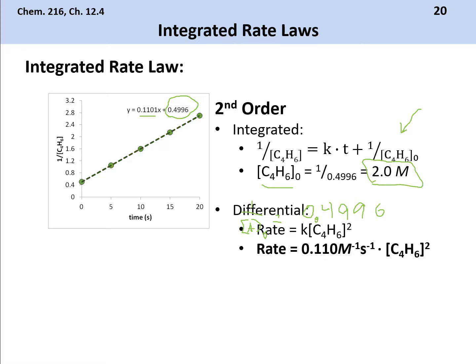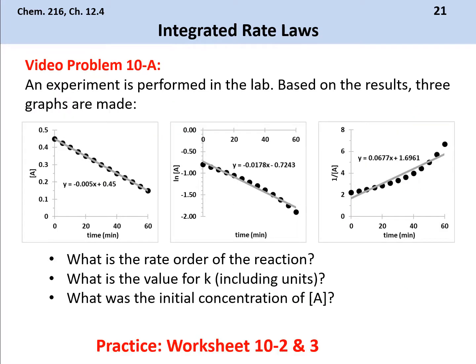Okay? If I go ahead and say, well, now that I know it's second order, that means its differential rate law must be this, right? Where I have rate equals negative K times the concentration squared, okay? And here I have my K value. I can figure out the units here in the same way we've done in the past, based on the units of rate and of concentration.